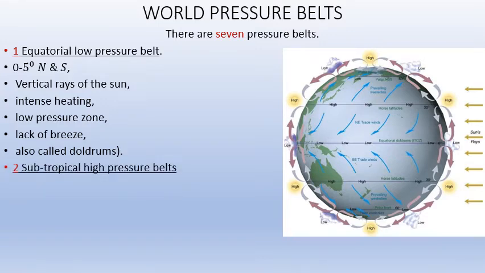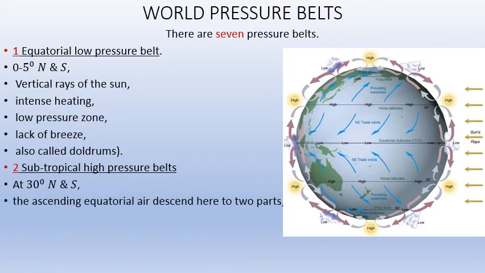Number 2, there are two subtropical high pressure belts. Subtropical meaning close to the tropical region. We know torrid and tropical indicate the regions which are close to the equator. So just above and below the equator you can see two regions or two lines where the word high is written. We are discussing those two regions. Two subtropical high pressure belts at 30° north and south.